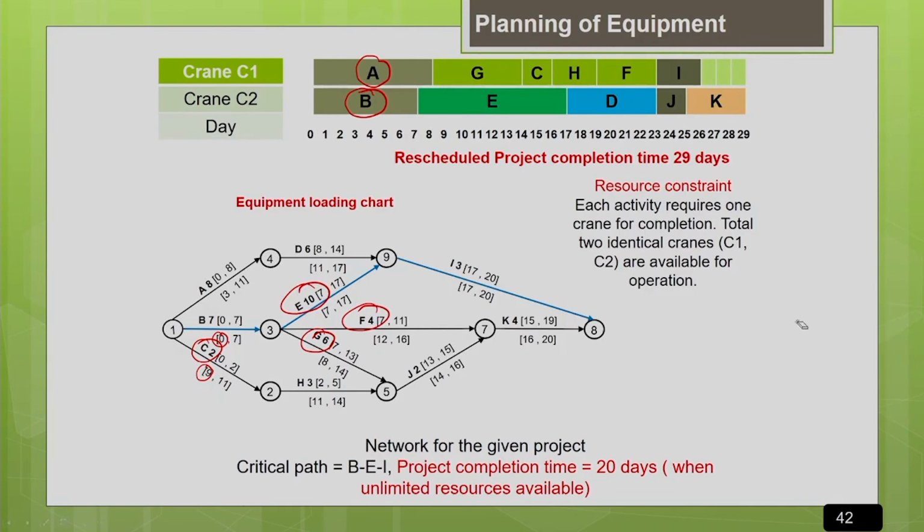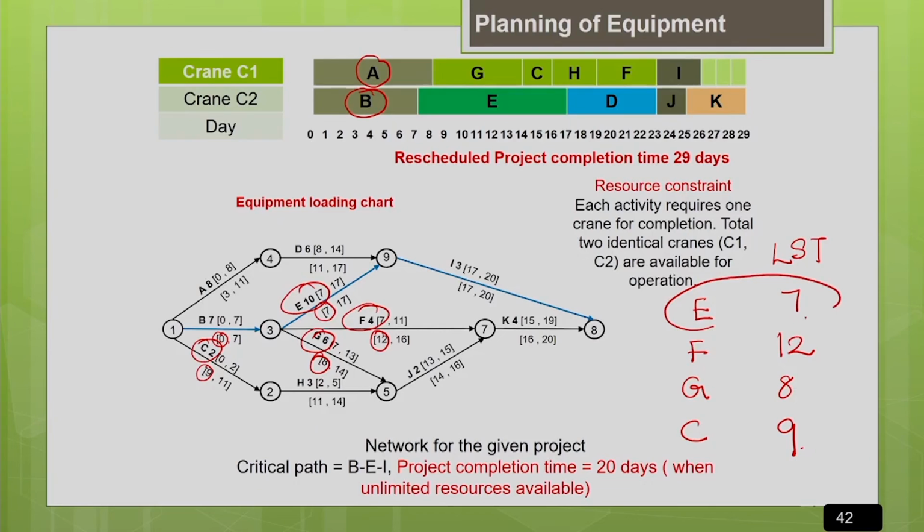So after the completion of B, the eligible activities are E, F, G and C. The latest start time for E is 7, for F it is 12, for G it is 8, and for C it is 9. Whichever activity has the minimum latest start time is more critical, so we assign to it. Now the crane will be allocated to E.